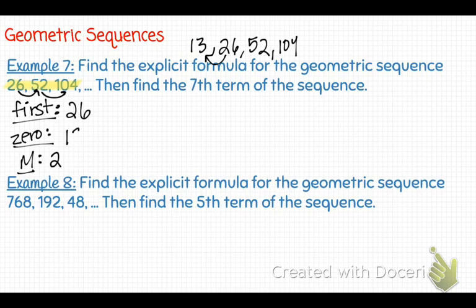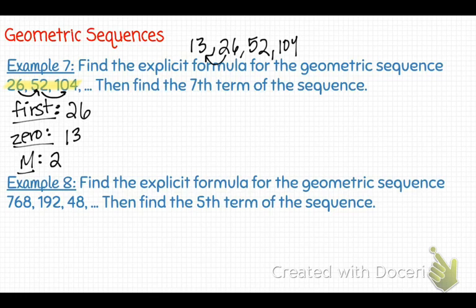Does that make sense, how I found all of these things? Do you have to identify all of those parts every single time? Yes. Not necessarily. Good answer, Sam. So you do have to find the multiplier every single time. And then you either need to find the 0 term or the first term, depending on which explicit formula you're going to write. I asked you to do both.